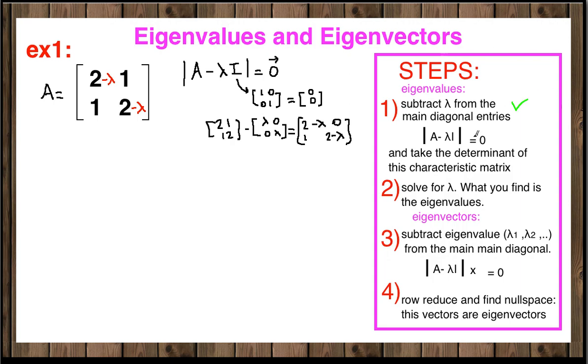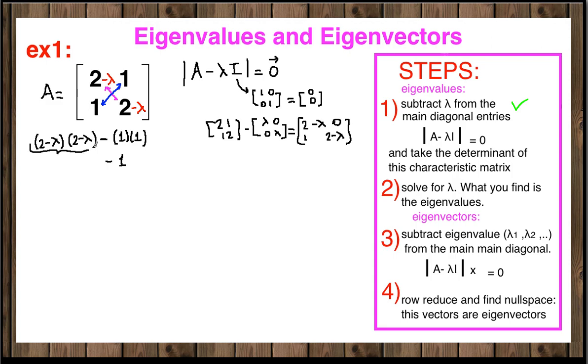Now let's do step 2. Step 2 is solve for lambda, but we need to take the determinant first. So now we're going to take the determinant of this characteristic matrix. So 2 by 2 determinant is easy. The product of the right diagonal minus the product of the left diagonal. So what we're going to have is 2 minus lambda times 2 minus lambda minus 1 times 1. This is going to be 1.